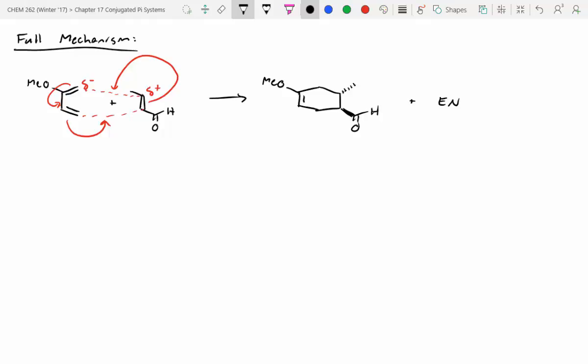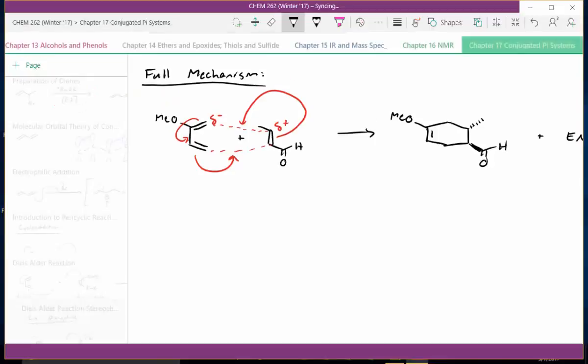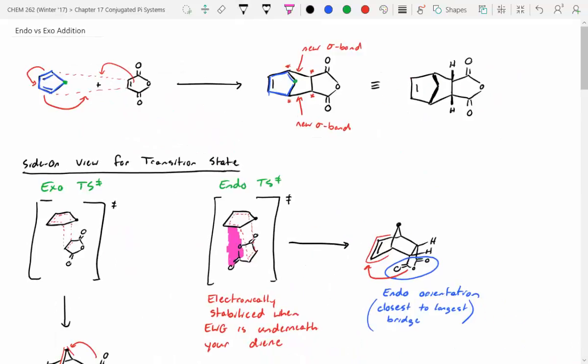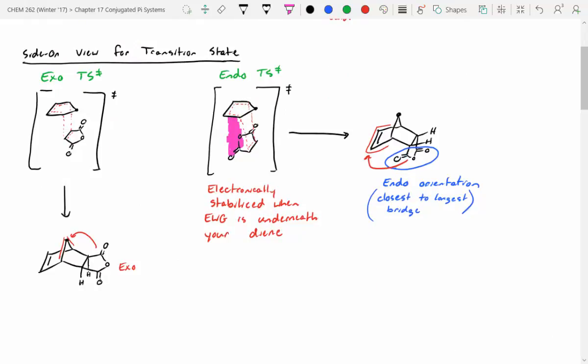Yep? For the way that you have the mechanism drawn here on the left, would that produce the exo product? Because the electron withdrawing group on the dienophile is on the outside rather than underneath? That's a good question. So with endo versus exo, let's go back and look at that. Endo versus exo is usually in reference to which bridgehead you're closest to, right? So endo, the part I've got drawn in blue up there, is closest to the longest bridgehead, where exo is closest to the shortest bridgehead. That only can be used as terminology for bicyclic ring systems. In our case, in our last example, we only have one ring, so you don't really refer to it as exo or endo anymore.